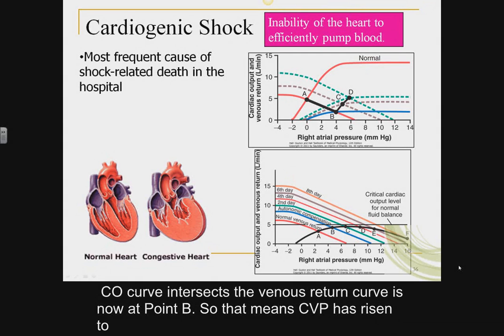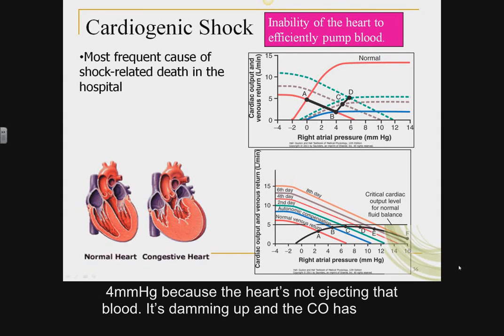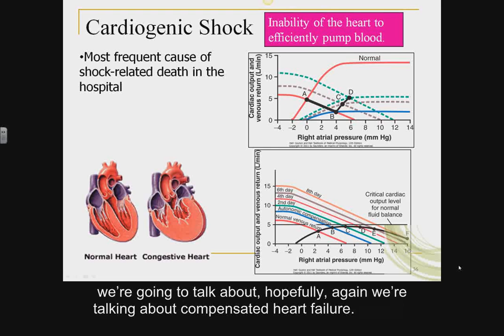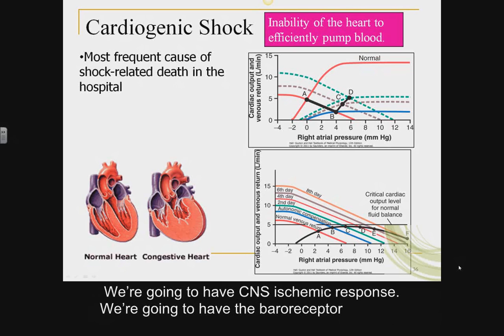The heart is not pumping right. So where the new cardiac output curve intersects the venous return curve is now at point B. That means central venous pressure has risen to 4 millimeters of mercury because the heart's not ejecting that blood. It's damming up, and the cardiac output has dropped 2 liters per minute. This is now going to affect venous return, of course.